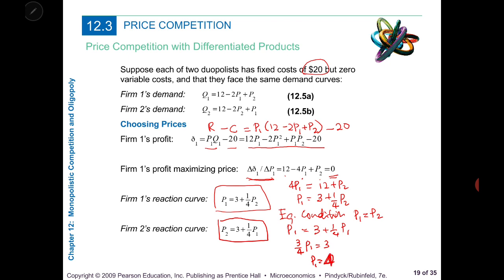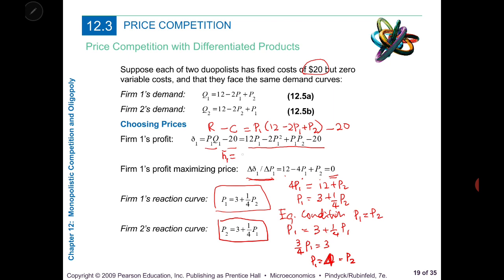Okay, P1 equals 4, and therefore P2 will equal 4. Alright, so we know the price that they will choose. And then the profit, let's bring all our P1 and P2 into profit for firm 1.